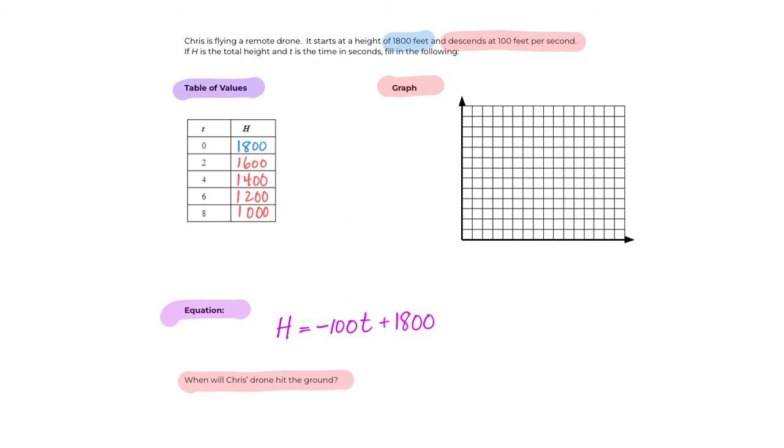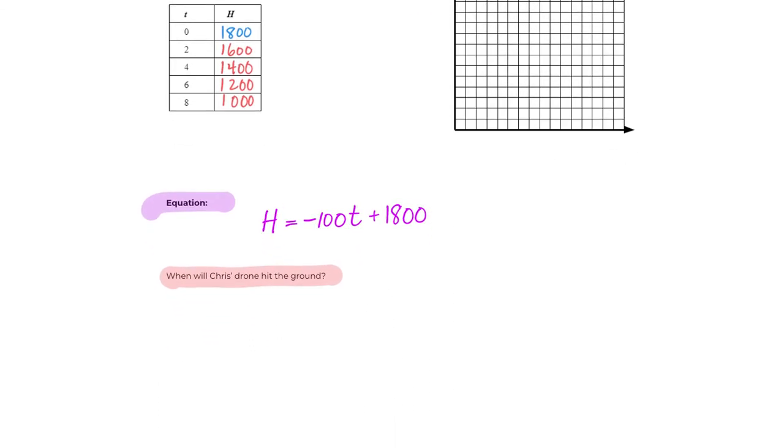Okay, I'm going to deal with the problem at the bottom because since I have an equation, I could use that to solve, and then I'm going to go through and use my graph to confirm it. So I'm going to just zoom up a little bit or scroll up a little because the question asks, when will Chris's drone hit the ground? And what that is actually asking me to find is when is the height 0?